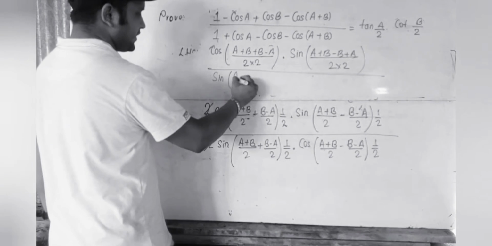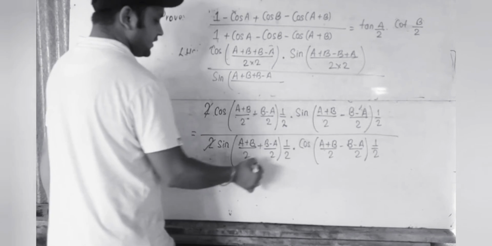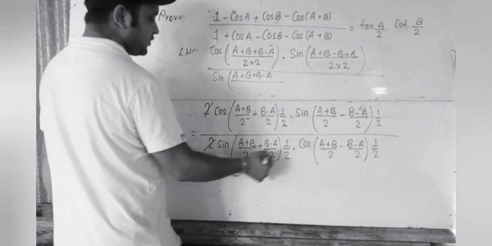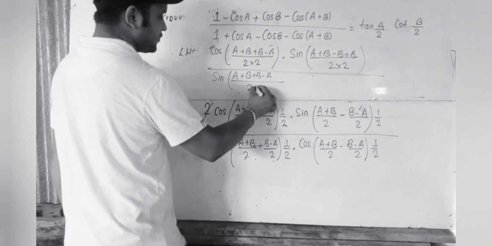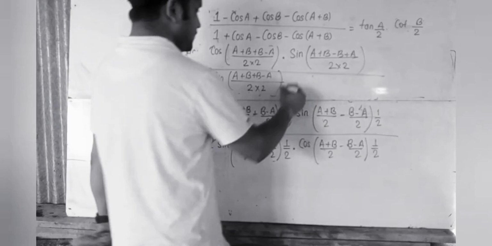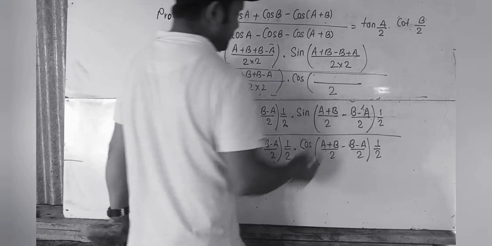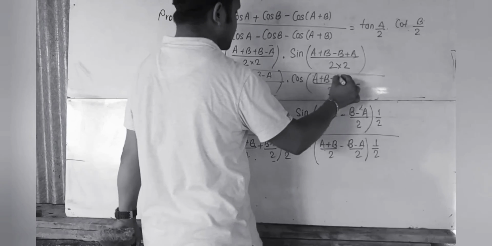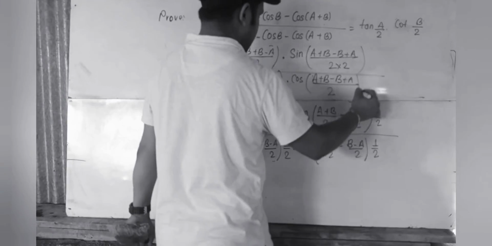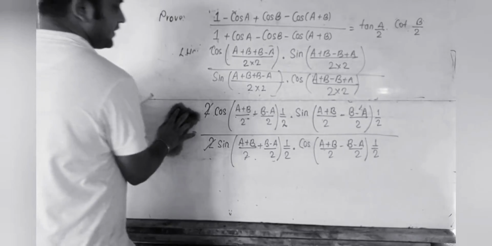You can write here a plus b minus a by 2 into 2. The LCM is 2. 2 into 2 gives you 4. You can write 2 here. This 2 comes inside to be multiplied by 2 dot cos. Do the same thing here. You will have here a plus b, minus changes the sign, so minus b plus a, and you have 2 outside. You can get it inside here. Now let us solve it furthermore.